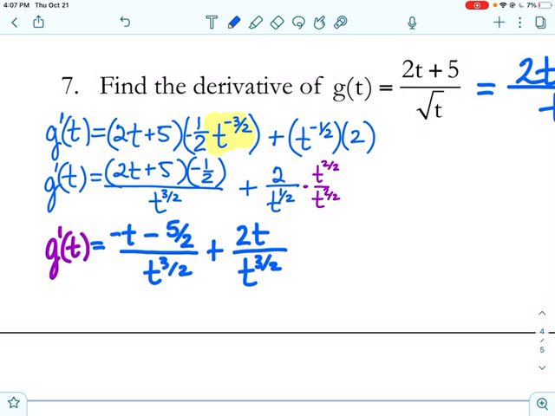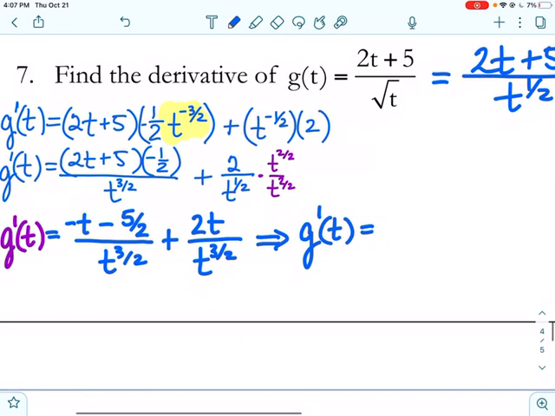Okay, so now I'm going to combine numerators and give my final answer. So I have g prime of t then is equal to, I'm going to add these two numerators here and here. So I get 2t minus t, which is just going to be t minus 5/2. Here, 5/2. And then that would be over t to the 3/2.